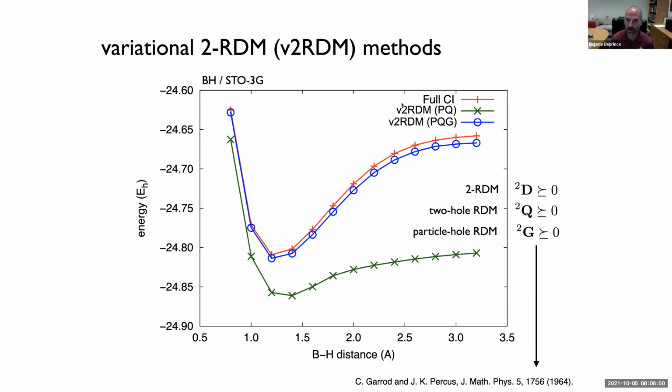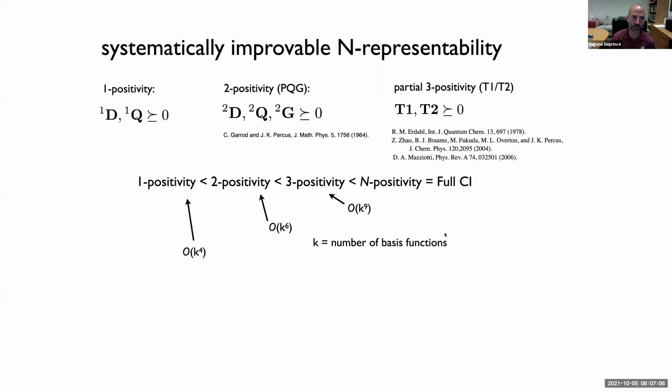These conditions are the PQG or DQG constraints of Garrod and Percus that have been known since the 60s. But it's only more recently, starting I guess in the early 2000s, that these calculations started to become actually practical. Those conditions that I just described to you live inside of a systematically improvable hierarchy of conditions where we could think about 1 particle constraints, 2 particle constraints, partial or full 3 particle constraints. And then if we go up and constrain the n-particle density matrix to be positive, then we have something that's equivalent to the full CI. And so we have recovered our original intractable problem.